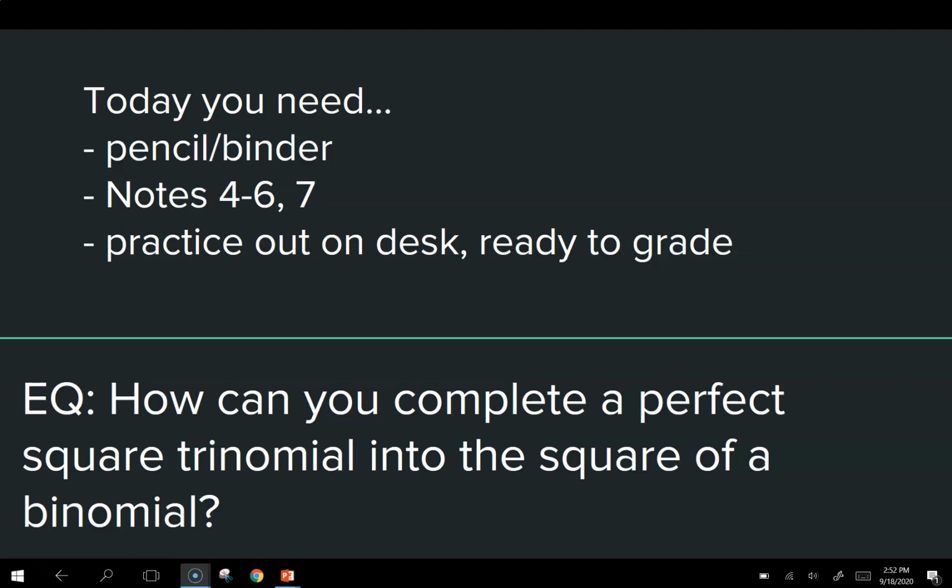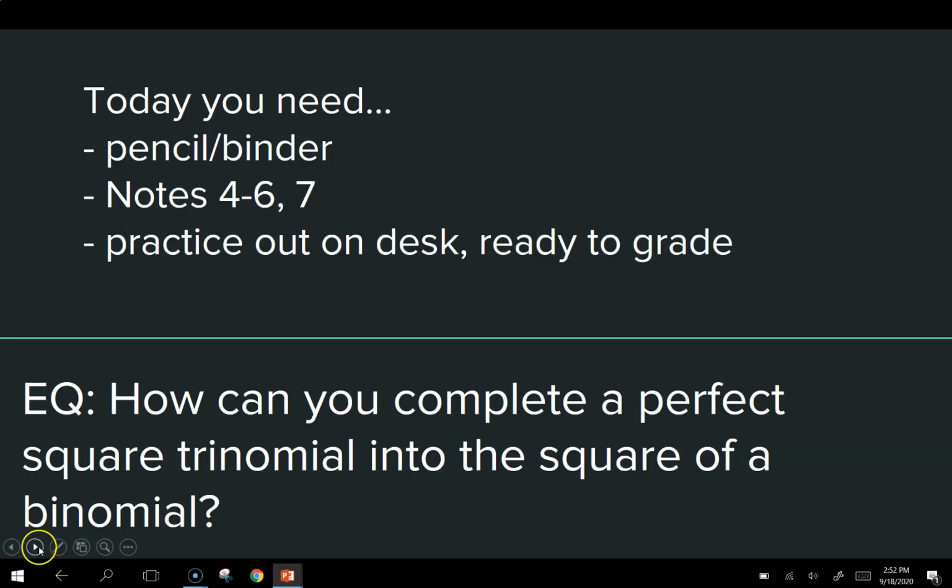We're going to grade that here in a minute. Today, those last two strategies, we're going to solve by using square roots, and we're going to solve by completing the square. And our essential question today is, how can you complete a perfect square trinomial into the square of a binomial?